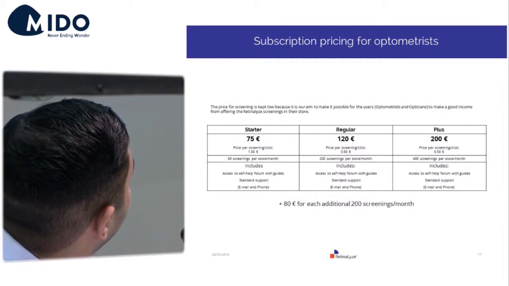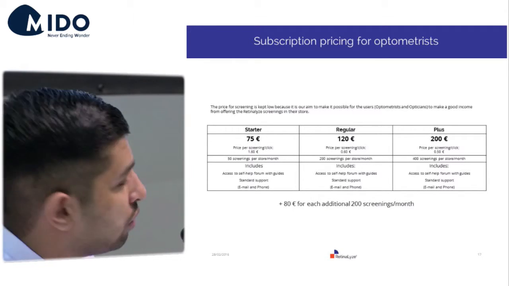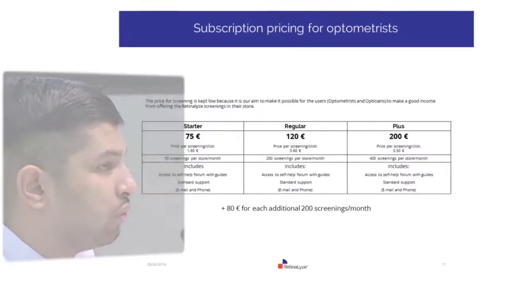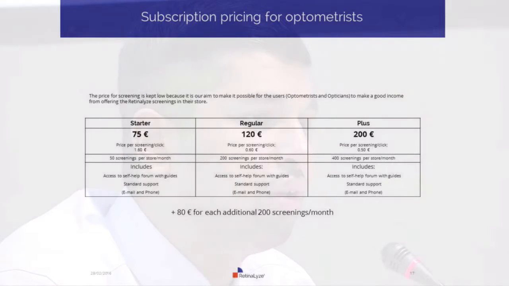Each screening will actually become less expensive. So let's say you do 200 screenings a month. You pay 120 euro as a fixed price. And you pay 0.60 per screening, meaning that the cost of each screening in that 200 euros is 0.60 euro. You get access to a help forum, you get access to guides, and we will also give you the necessary training to assess a retinal image and to take the images of the customer, and also to explain the customer the results and what they've been screened for.